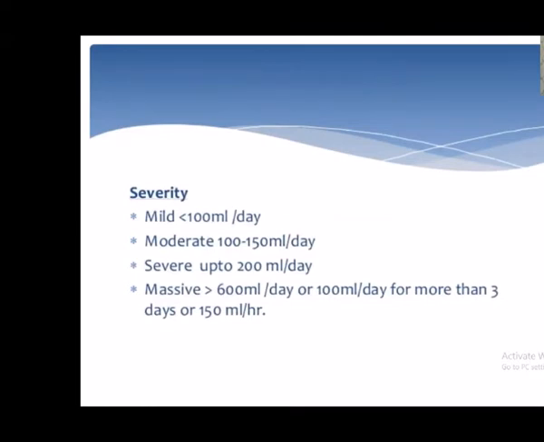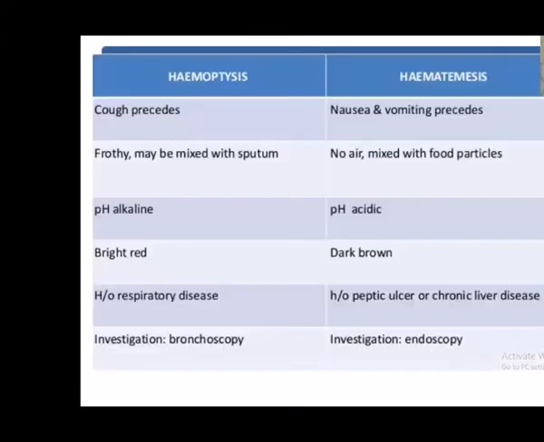Depending upon the amount of blood you have expectorated, it can be mild, moderate, or severe. Massive is more than 600 ml. But there is another way of describing it: if a patient becomes hemodynamically unstable, even if he has coughed up only 100 ml of blood, it should be taken as severe or massive. So quantity is not the only factor; the hemodynamic stability of the patient is also important.